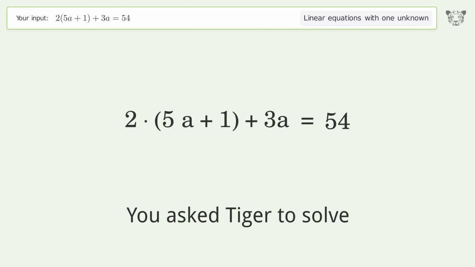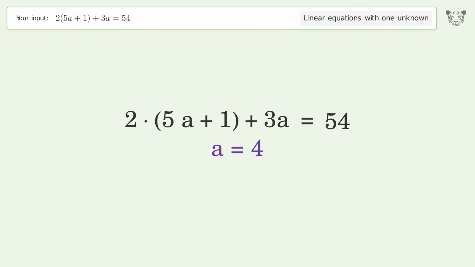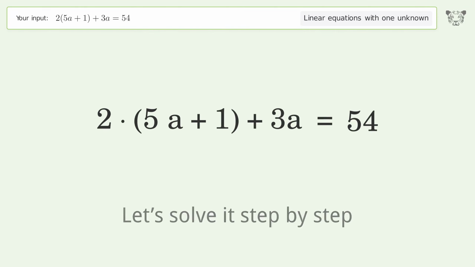You ask Tiger to solve. This deals with linear equations with one unknown. The final result is a equals 4. Let's solve it step by step.